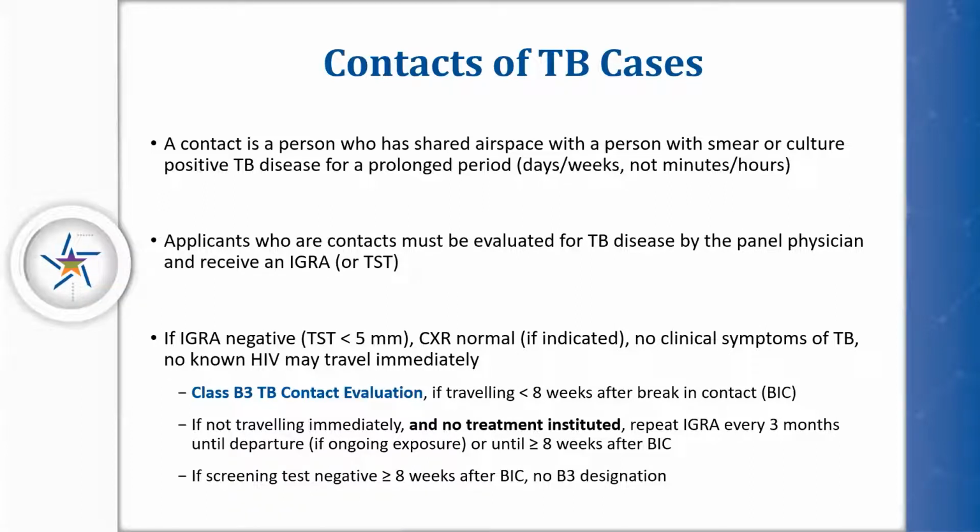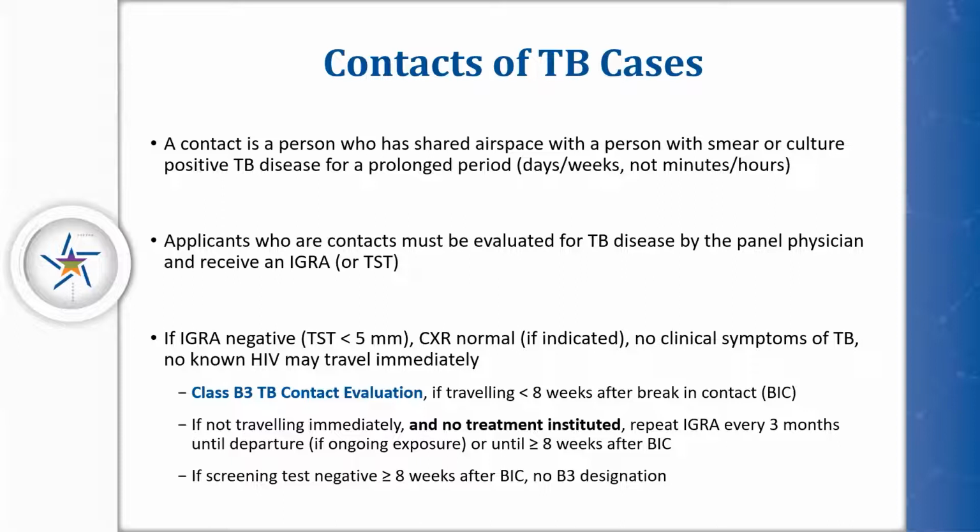So applicants who are contacts must be evaluated for TB disease by the panel physician and must receive an IGRA, or a skin test is allowed in children less than 2, but they will have to have one or the other. Everyone over 2 years of age will have to have an IGRA, but you can use a TST if they're less than 2. So if the IGRA is negative, or for small children, the TST is less than 5 millimeters, which is also considered negative, and the chest X-ray is normal, if indicated. If you see any signs or symptoms of disease, remember a chest X-ray is required. And if there are no clinical symptoms of TB, no known HIV, then that individual can travel immediately.